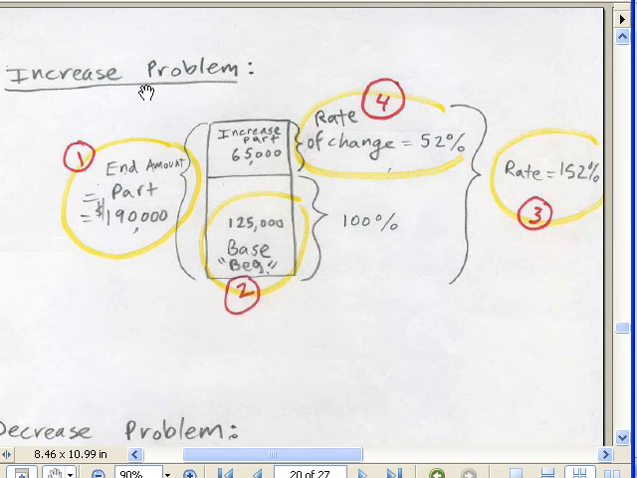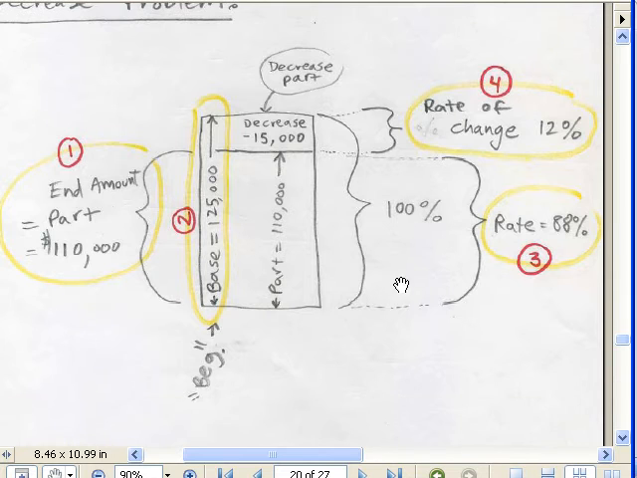I have a nice little drawing about an increase problem here. We have our end part, our base, our rate of change and rate. Now let's look at a decrease problem. Oh yeah, as we talked about before, the base is the whole amount, and then this is some decrease, right? And then you end up with this, right? So in this problem right here, it's huge.